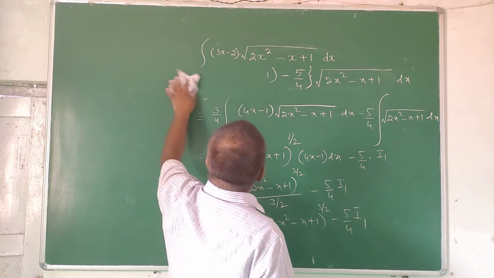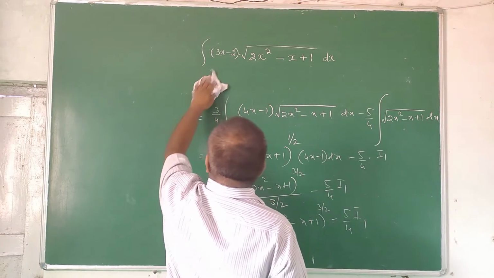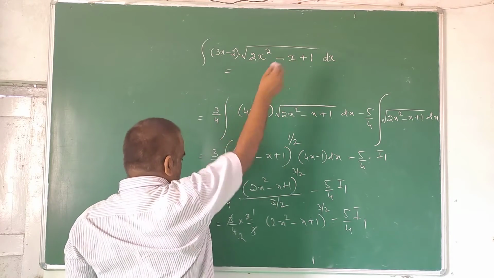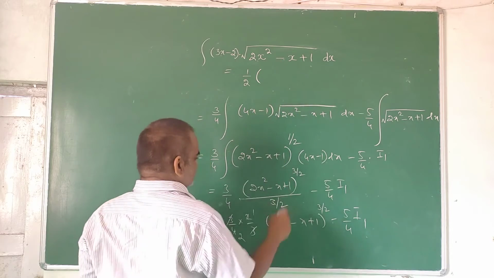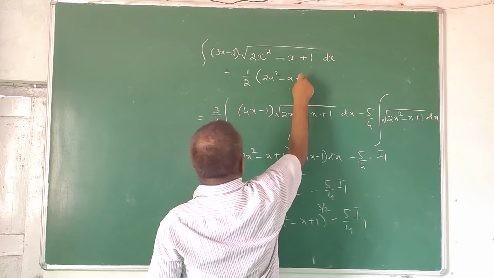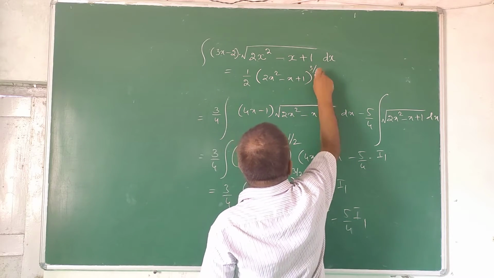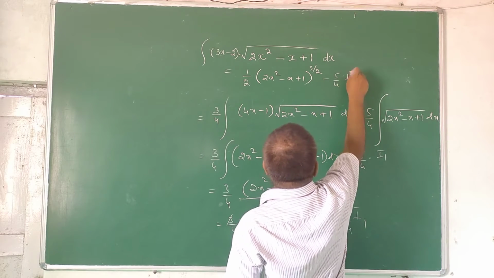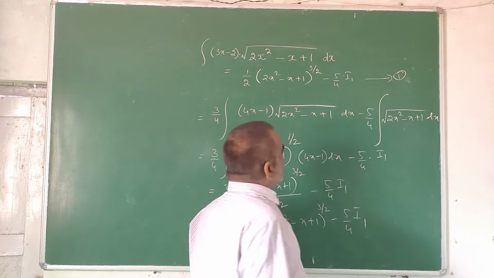So therefore this integral is equal to 1 by 2 into 2x square minus x plus 1 whole to the power of 3 by 2 minus 5 by 4 I1. So this is equation 1.